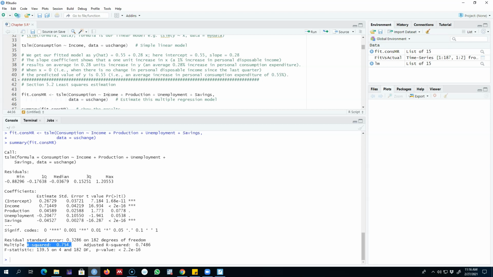In the next video, I'm going to talk about some of the ways that we can use to judge the fitness of the model by looking at the fitted values.